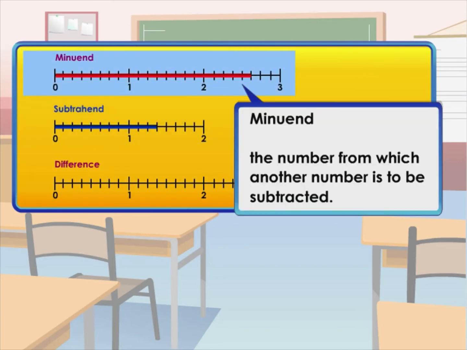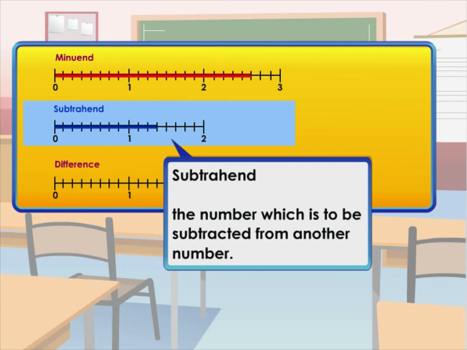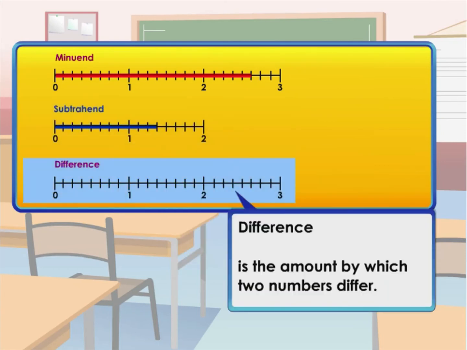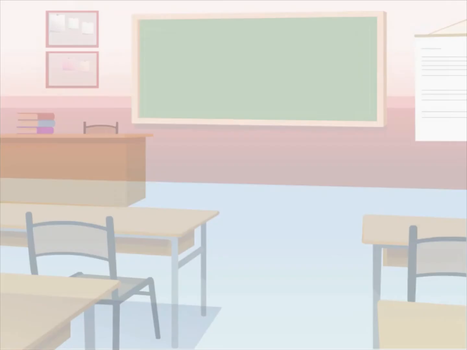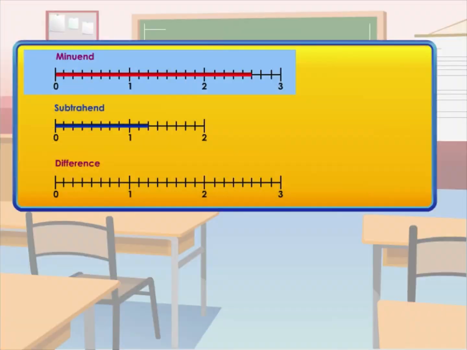Yes, minuend is the number from which another number is to be subtracted. The subtrahend is the number which is to be subtracted from another number. And difference is the amount by which the two numbers differ. Look at this minuend number line.